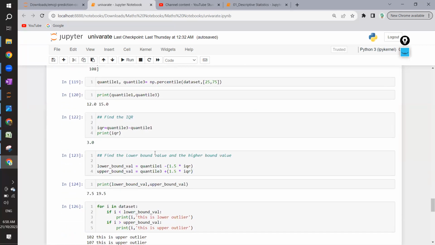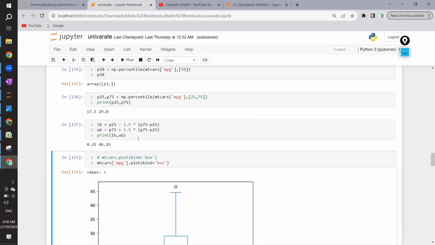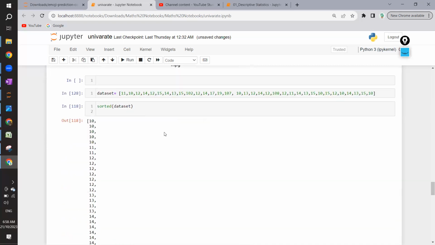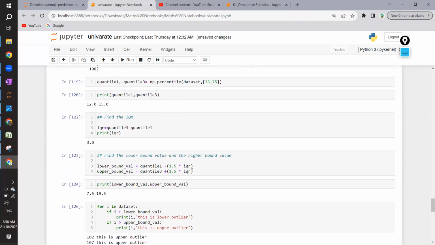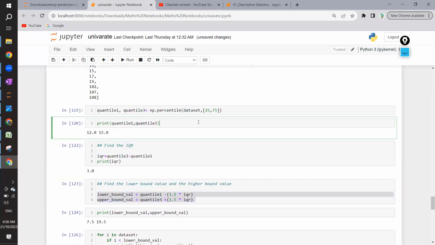NumPy percentile. Okay, quantile I minus. Oh, quantile I. Okay, I think P25 minus 1.5 into this. Okay, P75 plus 1.5 into this. So still the same. That should not be the value. Fine, let me check this. Okay, if I put the values over here, let me do this.